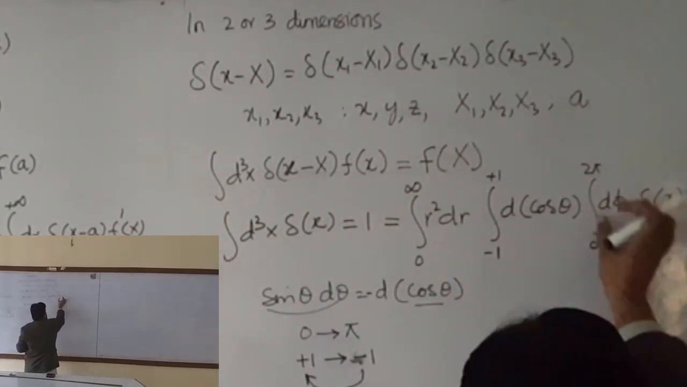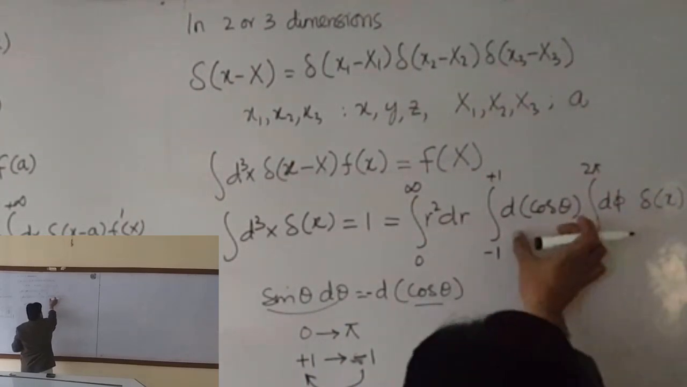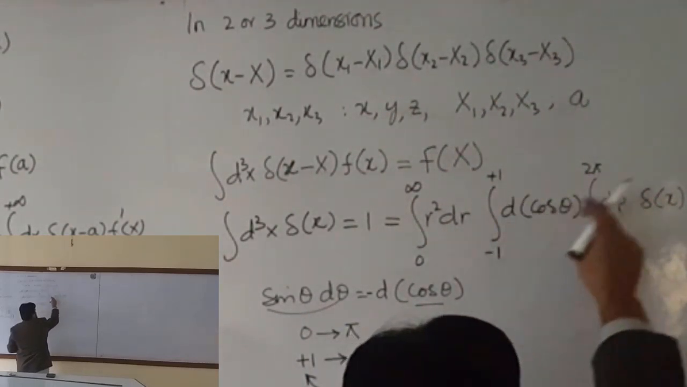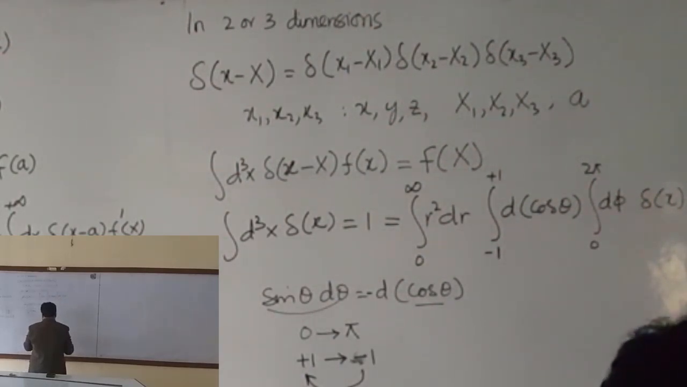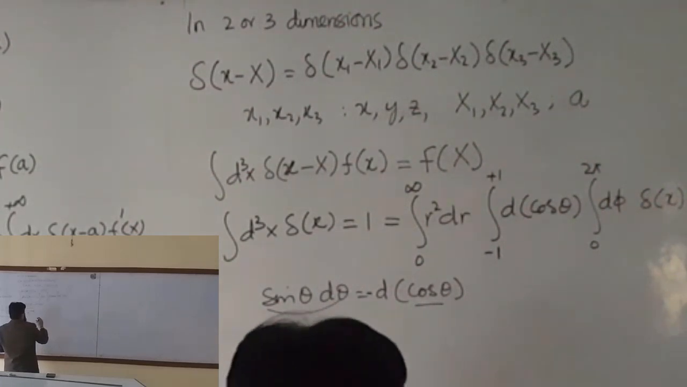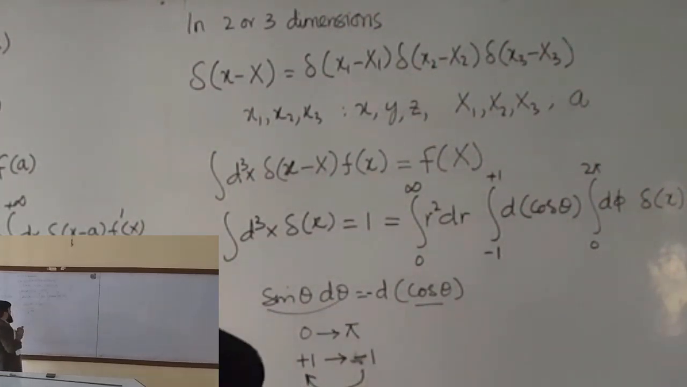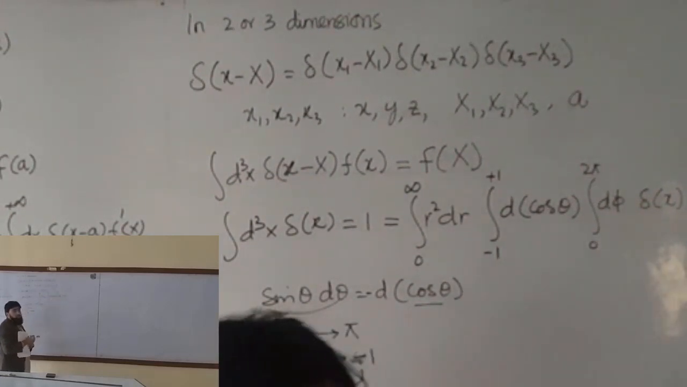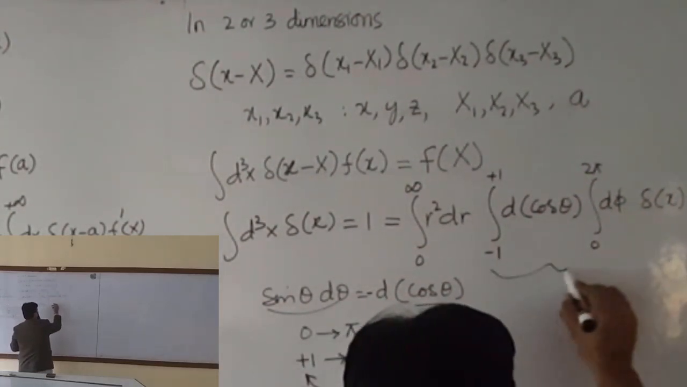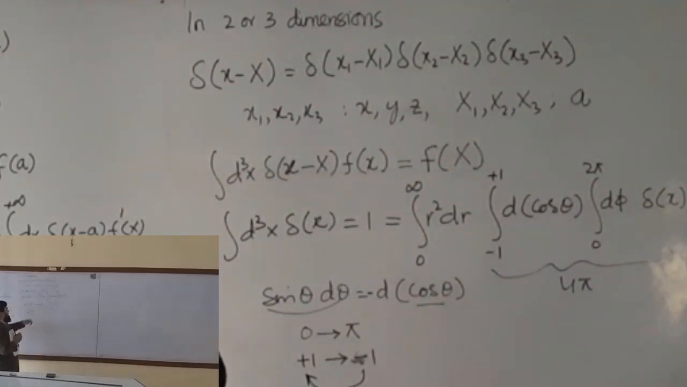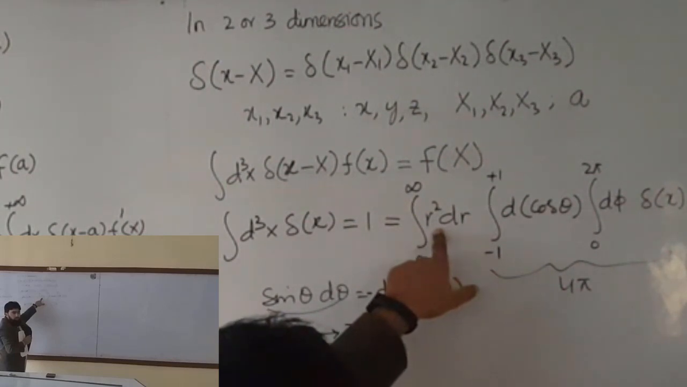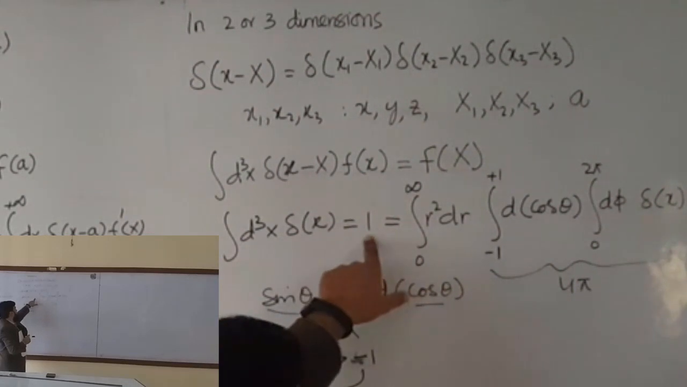Similarly, this will give me 2 pi. This will give 2, and this will give 2 pi. So this thing is 4 pi, which means this is the solid angle, 4 pi. And this one is r squared, right? This one is r squared. But the result should come out to be 1.